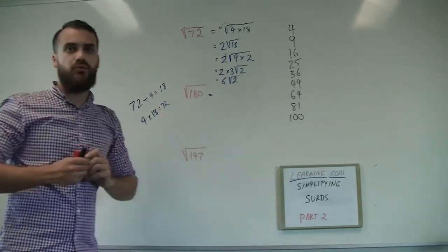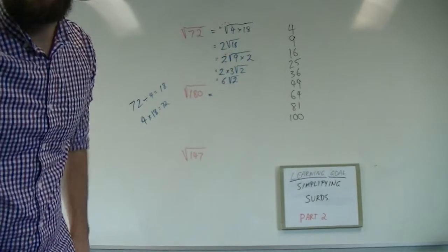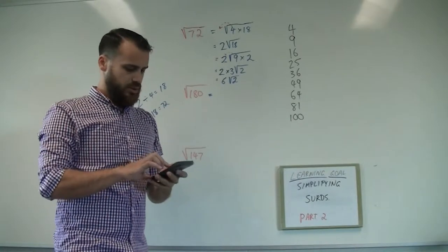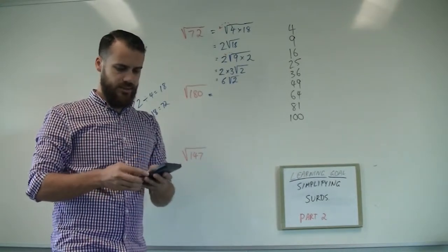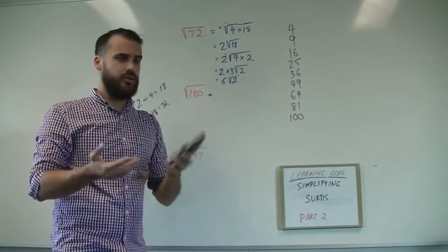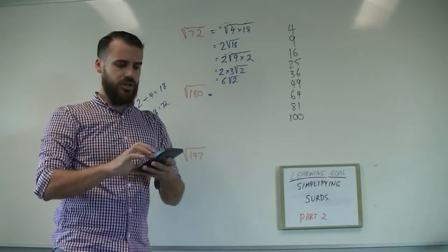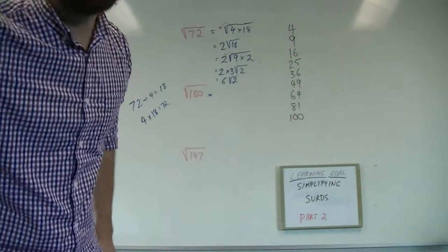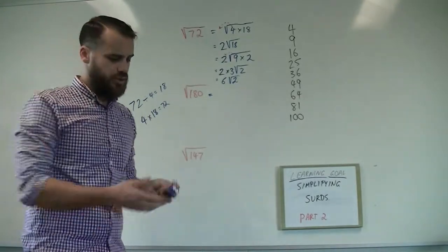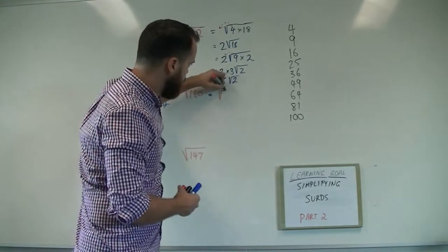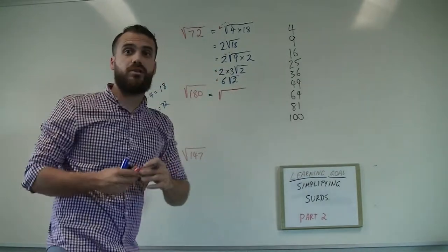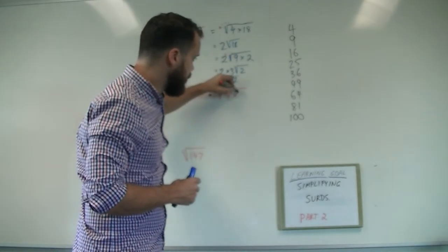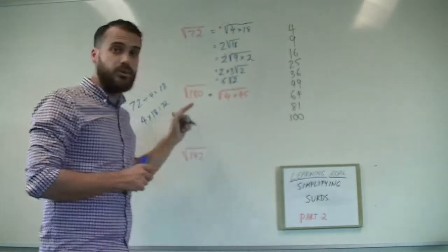The square root of 180. Now let me just get my calculator out. Again, I'm going to test some of these numbers and see how we go. Square root of 180. Let's try dividing 180 by 4. That works again, so we've got lucky first time around. 180 divided by 4 is 45, which means that 4 times 45 is equal to 180.